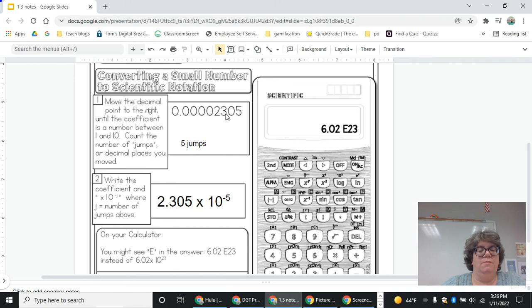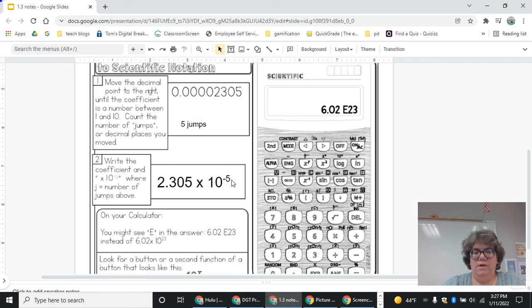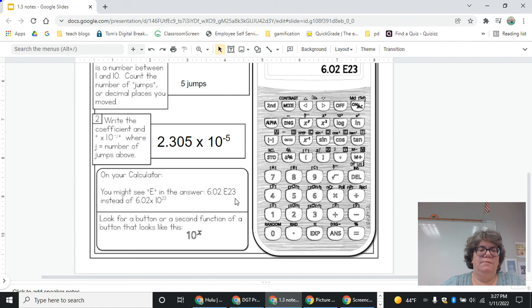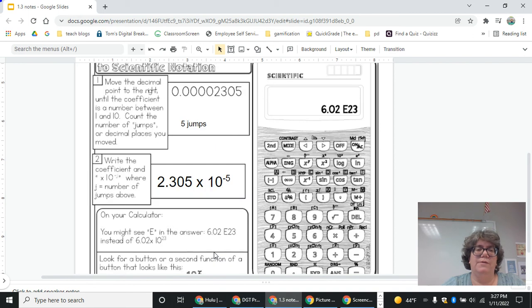5 comes from my number of jumps that I did. Right? On your calculator, it might say E for exponent, because that's what this is, an exponent. And in order to do these problems on your calculator, look for that button, 10 to the x power. You might have to hit second to find it. Oh, it's right there. So that will help you do exponents on your calculator.